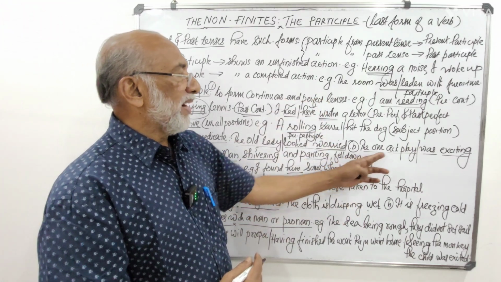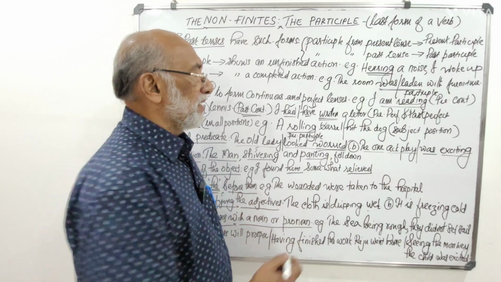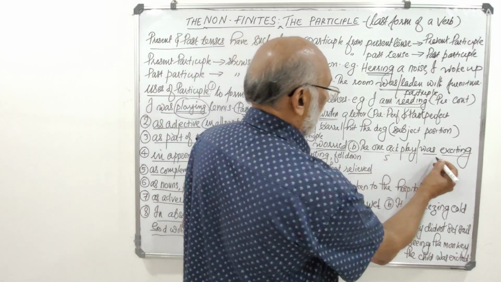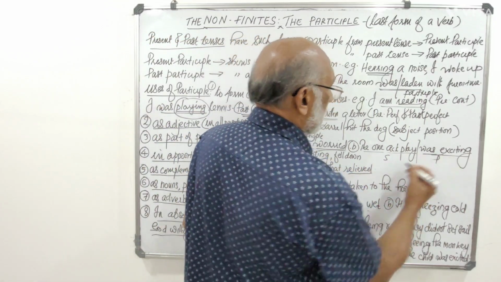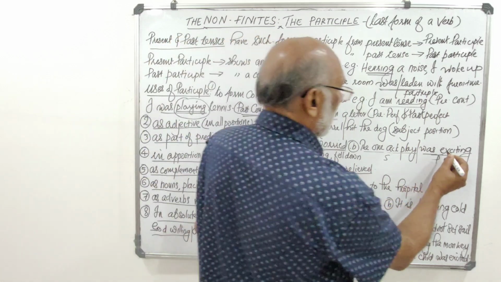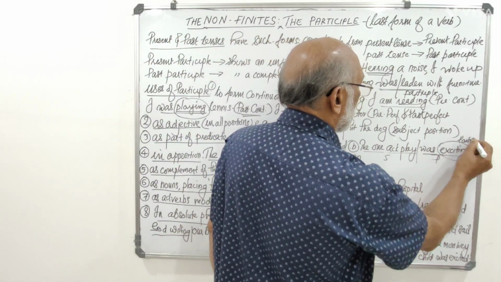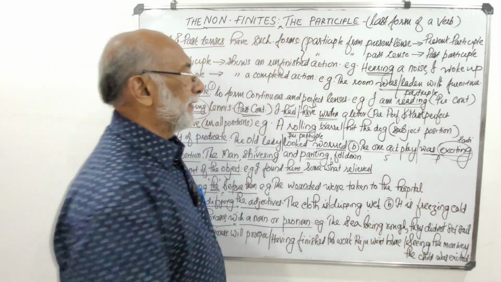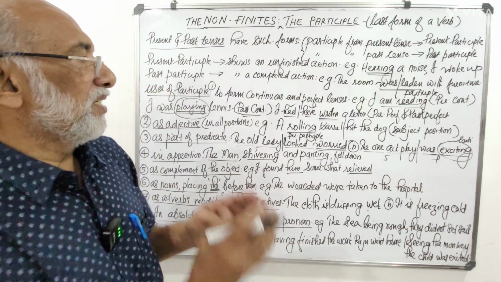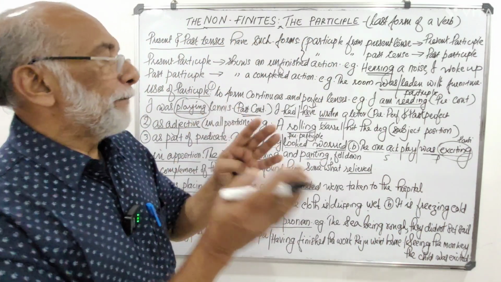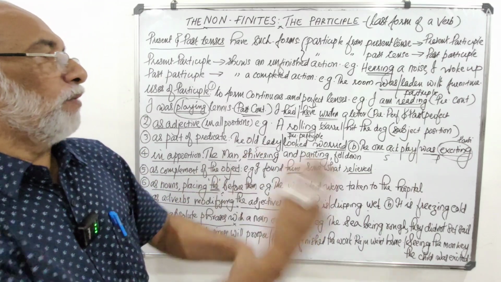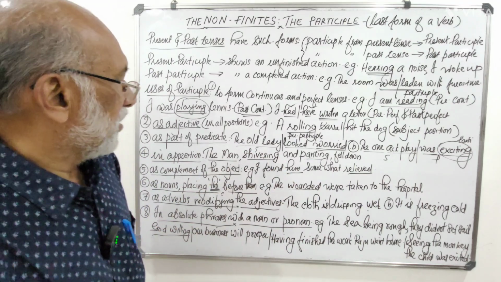Another example, the one-act play was exciting. One-act play is the subject, and was exciting is the predicate, and here exciting is the participle. Okay, participle, and it is used in the predicate part, or it is used to form the predicate part.